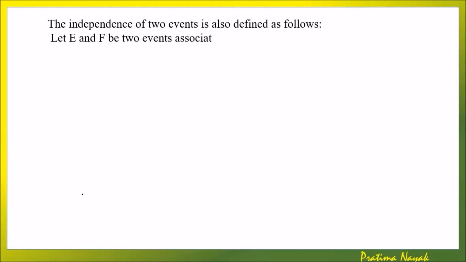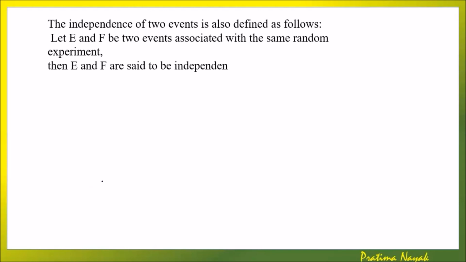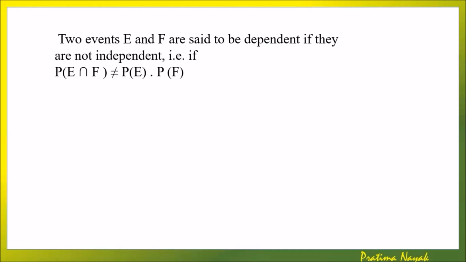So independence of two events is also defined as follows. Let E and F be two events associated with the same random experiment. Then E and F are said to be independent if P(E intersection F) is P(E) into P(F). This is the simple condition for independence of these two events. So two events E and F are dependent when P(E intersection F) is not equal to P(E) into P(F).